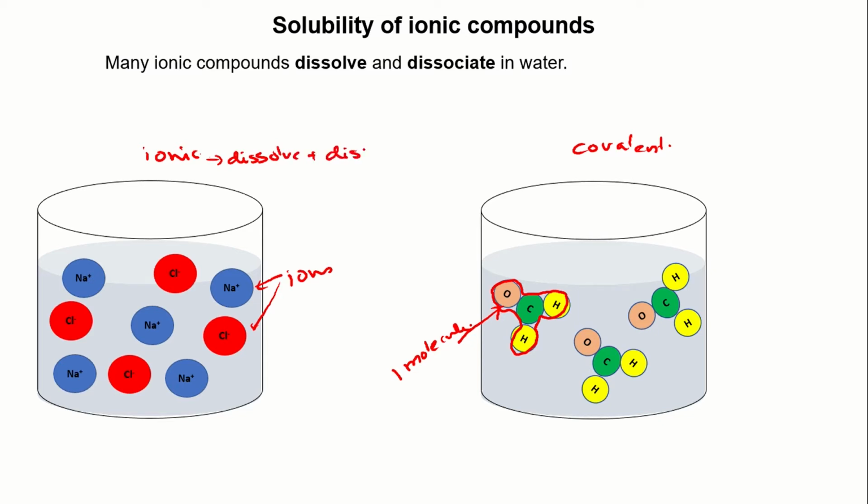So ionic compounds have dissolving and dissociation, while covalent compounds only dissolve. There is no separation of these atoms. What only happens is that the molecules separate, meaning there will be water molecules in between the sugar molecules, but the molecule will not break down further.